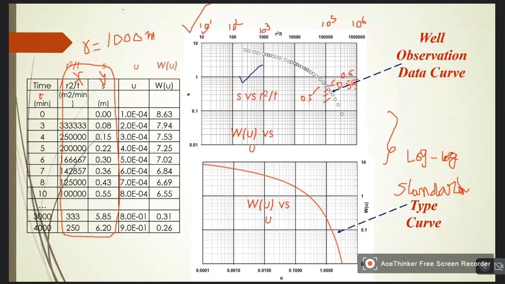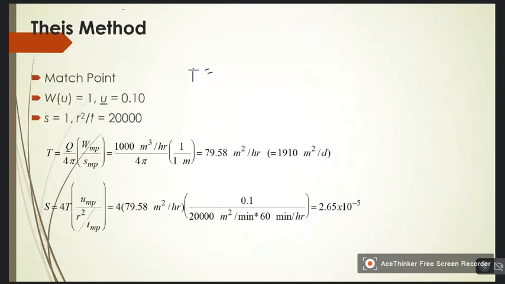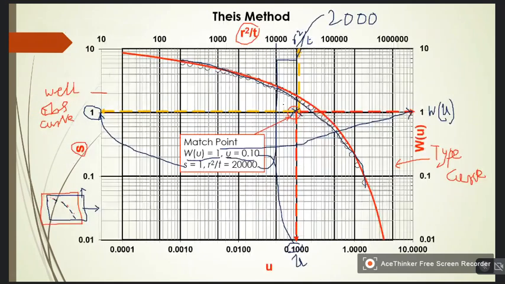So, what we have done is, we have obtained a match point and we use this equation. T is equal to Q by 4 pi... Sir, W(U) means match point, sir? W, match point, at a well match condition. See the match point. I will once again tell.